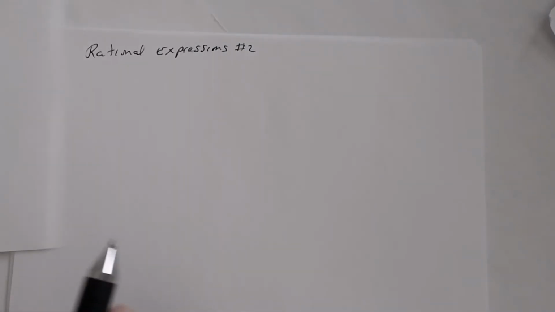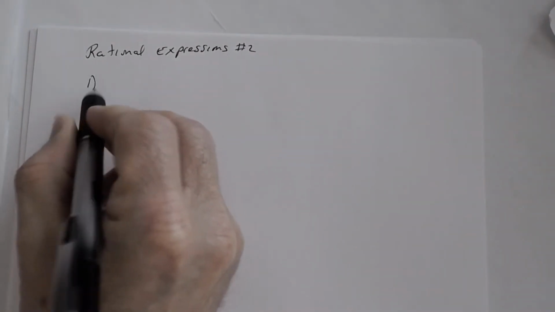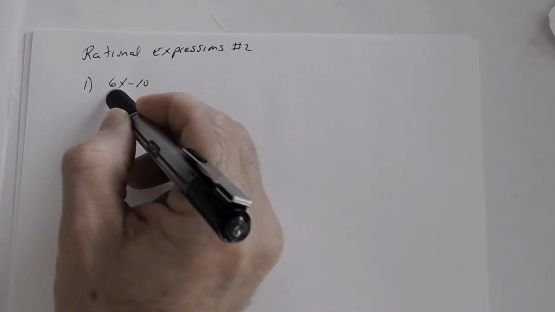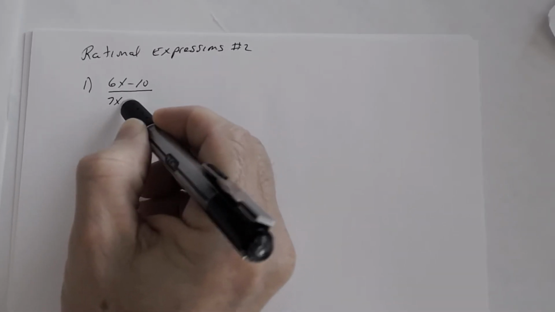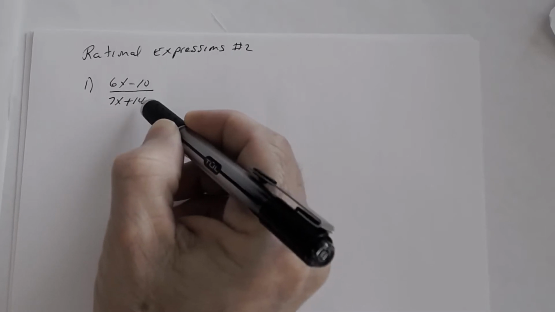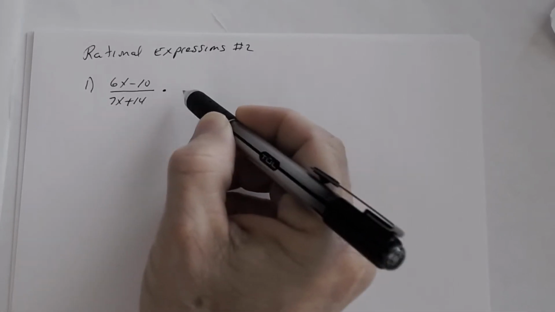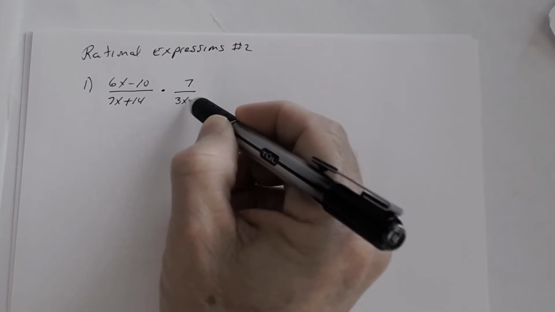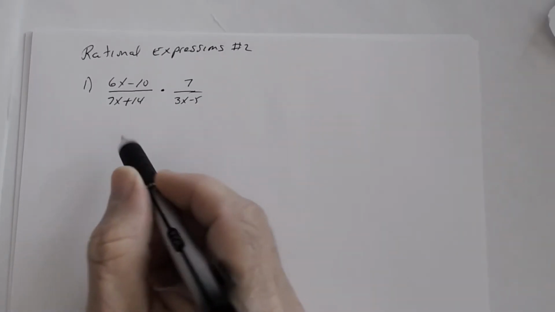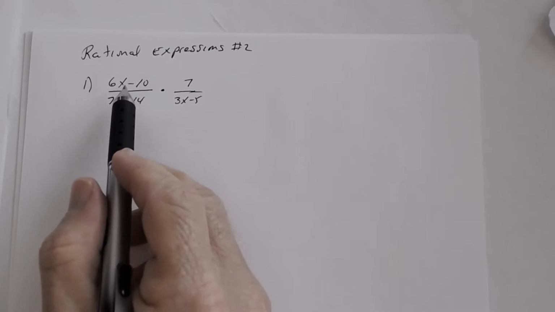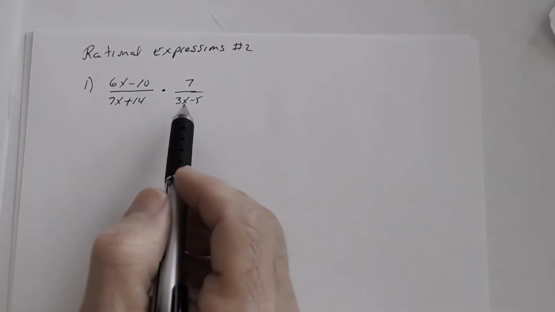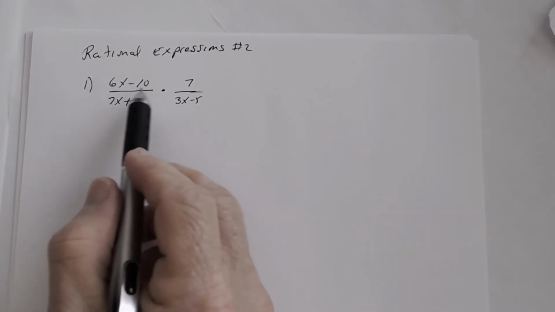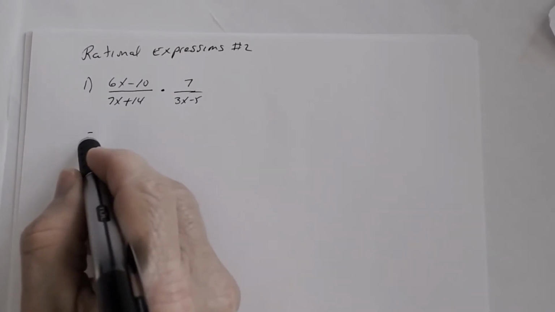Okay, so number 1, we have this. We have 6x minus 10 divided by 7x plus 14. Now this rational expression is being multiplied by this rational expression, 7 divided by 3x minus 5. The first thing I've got to do is factor all these numerators. If you look at the first numerator, it looks like the GCF here is 2, so I can factor out a 2.